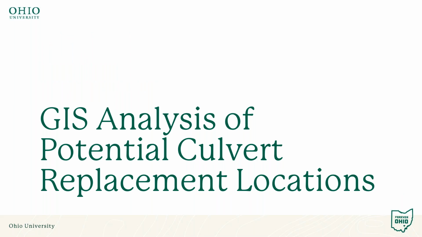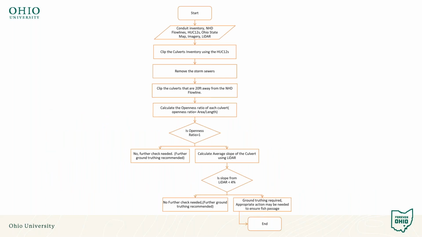So we then use that down selection of area, those focus watersheds, to do GIS analysis of potential culvert replacement projects. We follow a flow chart where we start out with the conduit, and so we started out with the ODOT TIMS conduit inventory as our culvert database. This same method could be done with any culvert database, but that's where we started.